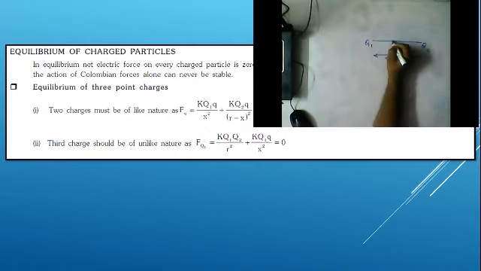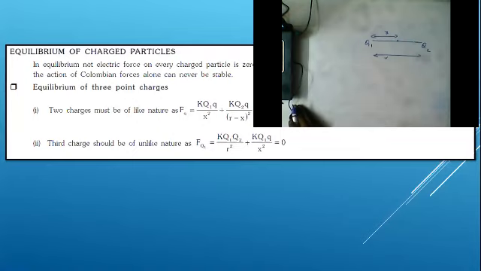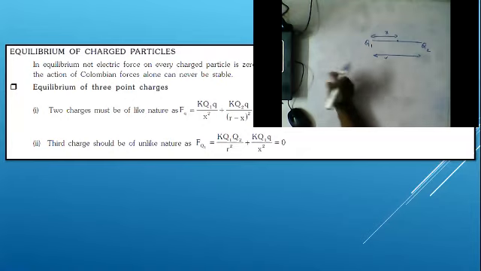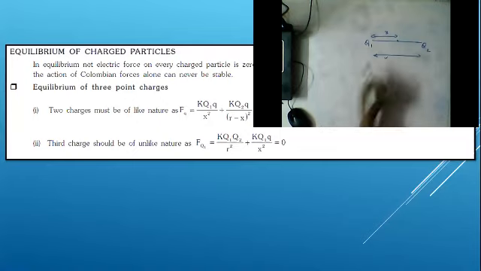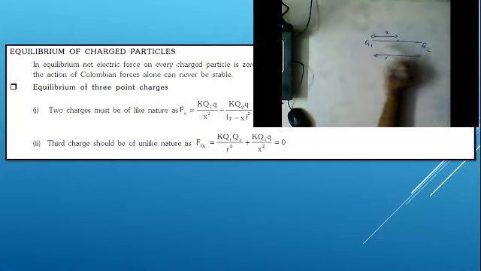Okay, and here the particle is placed at a distance of x. If the two charges are of like nature, then they will create different forces. That force should be equal to the force created by this.